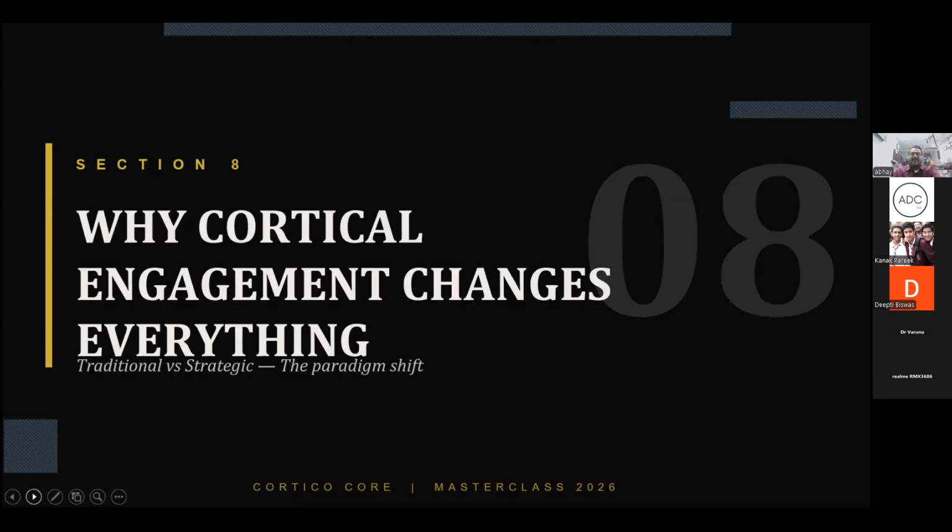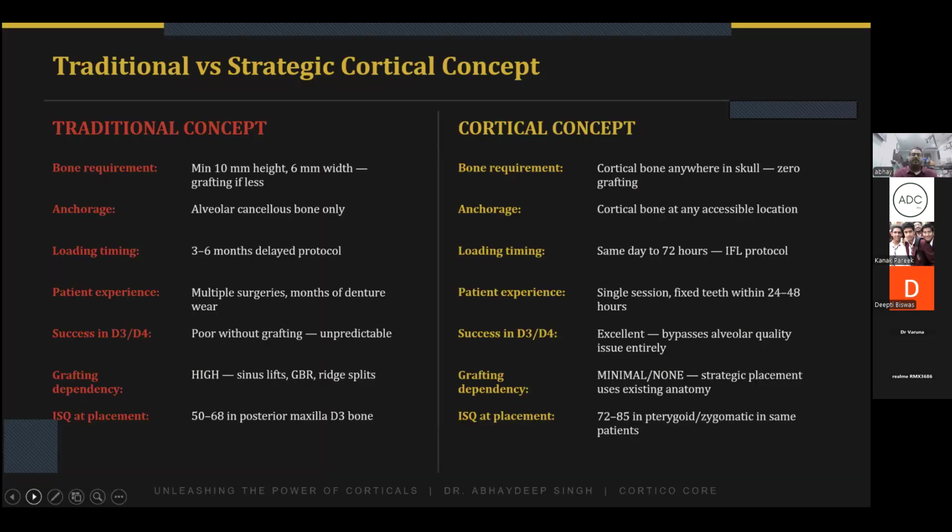So why does cortical engagement change everything? The traditional concept was a minimum of 10 mm of height and 6 mm width, with grafting if the bone is less. This is the bone requirement for the conventional two-piece implant. Remember, you have to leave 1 mm of bone on the buccal side and 1 mm on the lingual cortical side. You have to be 3 to 4 mm away from the adjacent implant, and 2 to 3 mm away from the tooth as well. So these concepts are completely revolutionized with the strategic cortical concept.